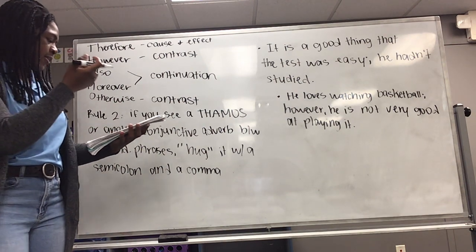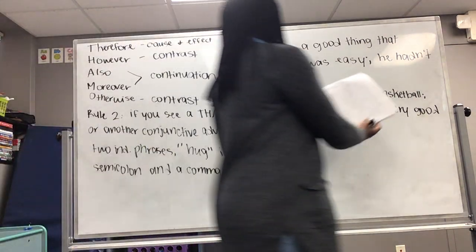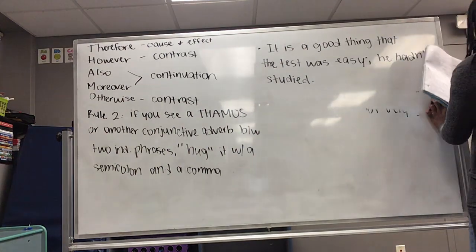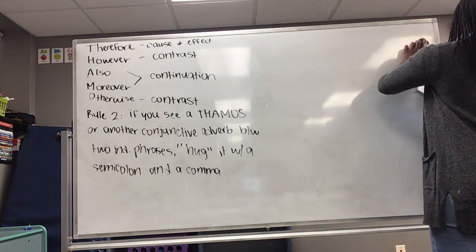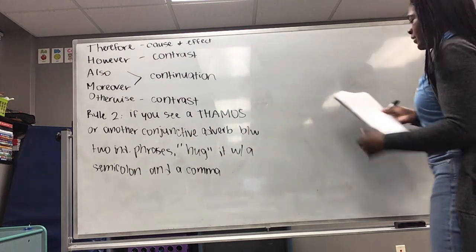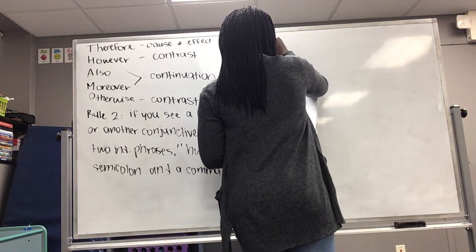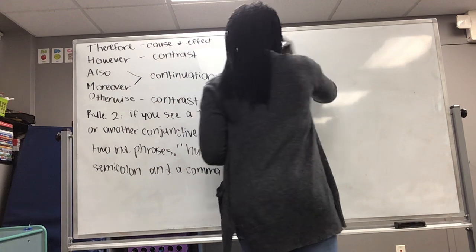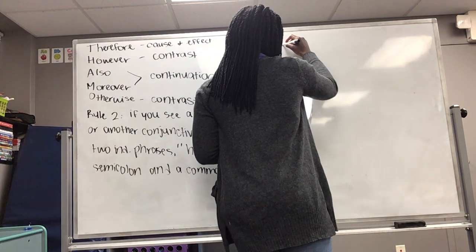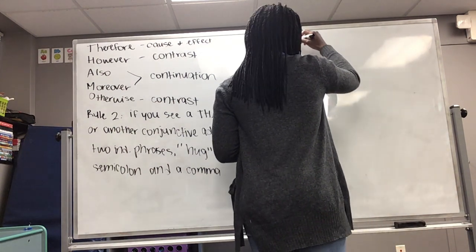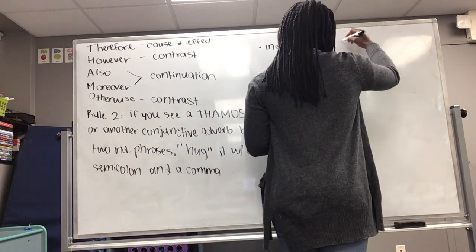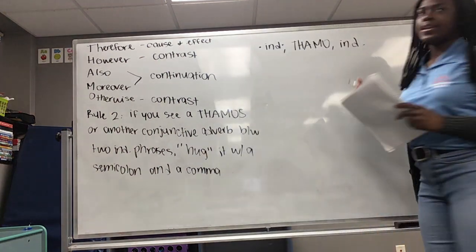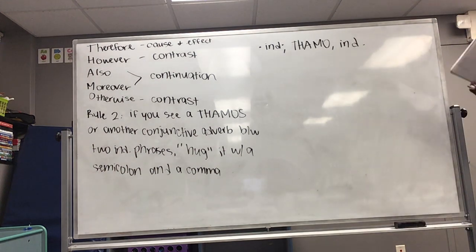Okay, and so I'm going to erase my examples. I know some of you like to see the format of what it would look like. So for my second rule, it would be an independent clause, then a semicolon, a FANBOYS word, comma, and then my second independent clause. That would kind of be the format.